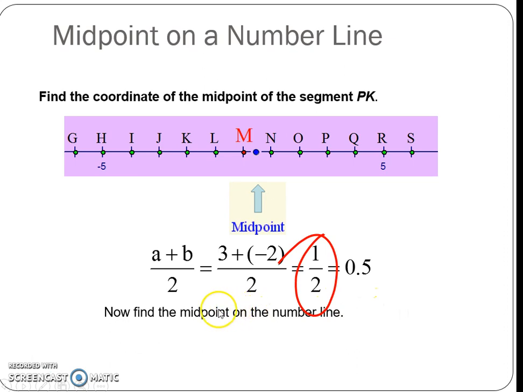And we're going to use this rule, A plus B divided by 2. A is 3, which is P, from 0, 1, 2, 3. And then B is K here, from 0, -1, -2. So this is P, this is K. You add them and divide by 2 because midpoint means middle point, right in half, middle of it. So add those 2 points divided by 2, which is 1/2. And this is the location on the number line. You can write it as half or 0.5.